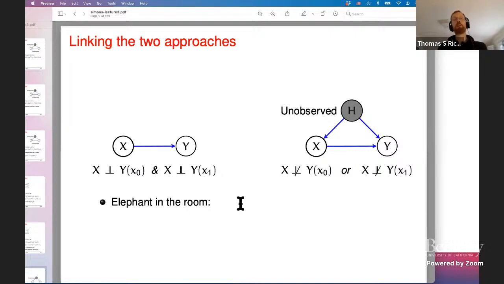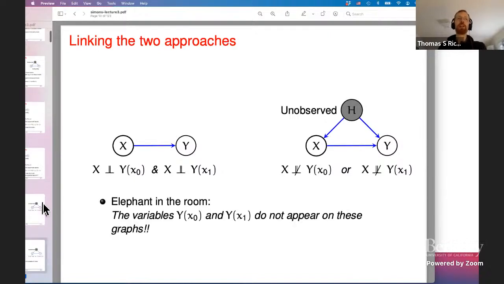But there's a sort of problem, which is that if you remember anything about d-separation and d-connection from Tuesday, you'll be aware that you can't really read something off the graph if the variable doesn't appear on the graph. Okay? And so we have what we could call the elephant in the room here: it doesn't matter how long you stare at this graph, there are no potential outcome variables on the graph, so there's no way you're going to get to read this off.